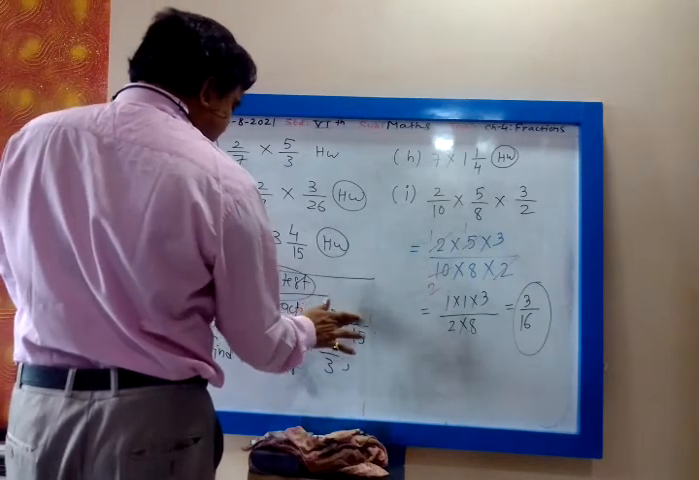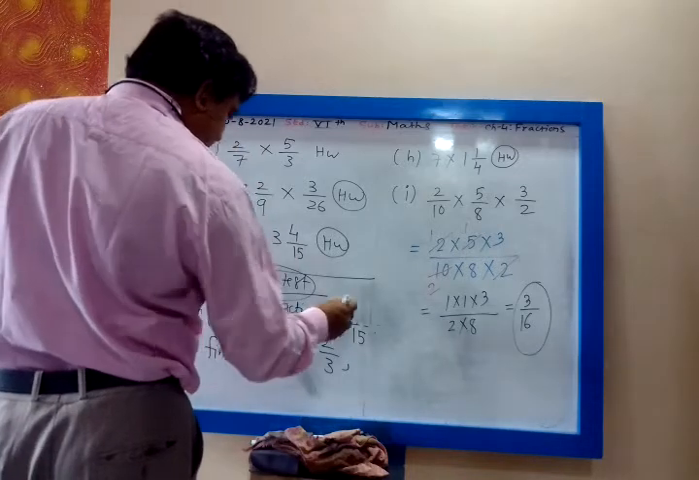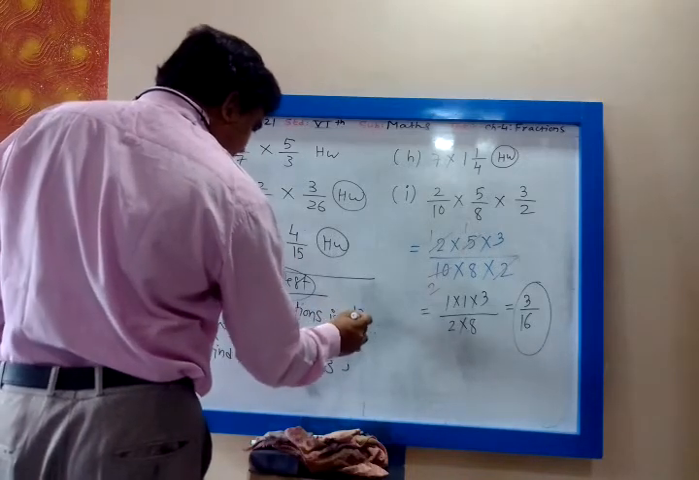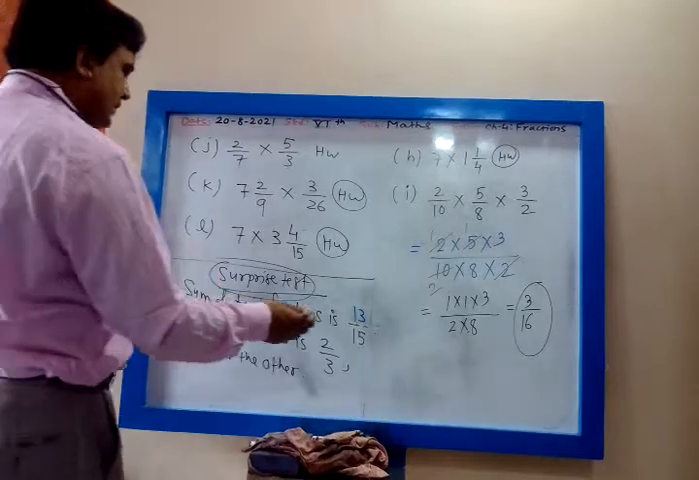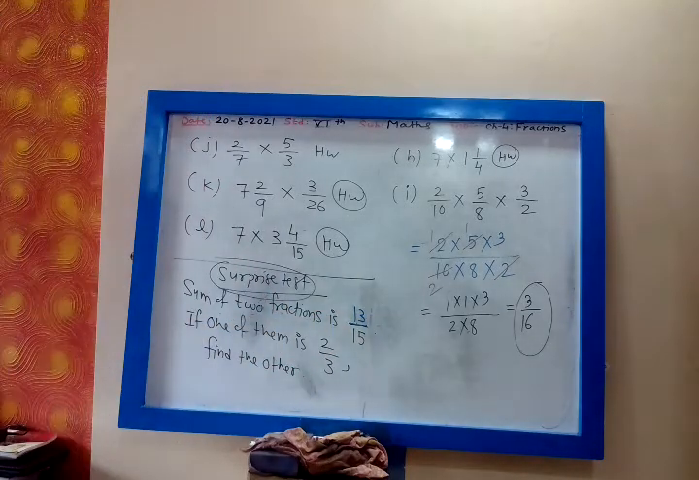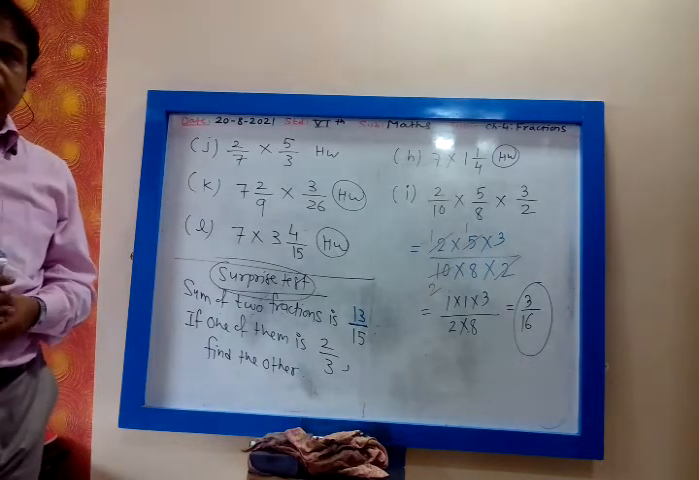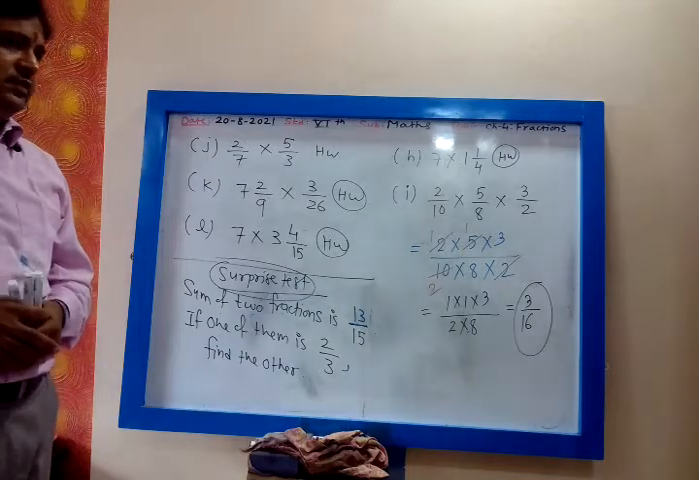You make it 1 minute. You make it 13 by 15. Chalo. Make it 13 by 15. The sum of two fractions is 13 by 15. One of them is 2 by 3. Find the other. Chalo, do it fast. The sum of two fractions is 13 upon 15.